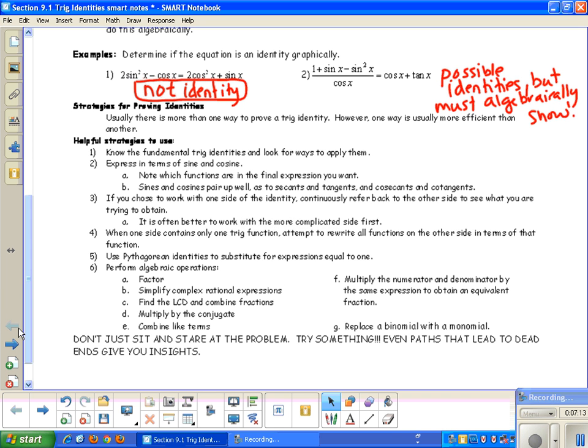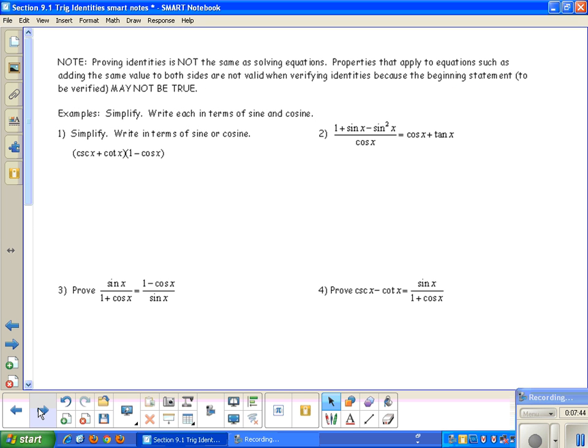Perform algebraic operations such as factoring, simplifying rational expressions, finding the least common denominator and combining fractions, multiplying by the conjugate, combining like terms, multiplying the numerator and denominator by the same expression to attain an equivalent fraction, and replacing a binomial with a monomial. We'll talk about all these different techniques. The main thing is to not just sit there and stare at the problem, just try something, because even paths that lead to dead ends can still give you insights. Now, let's go ahead and practice some of this.